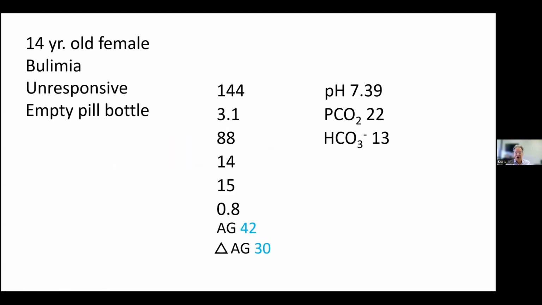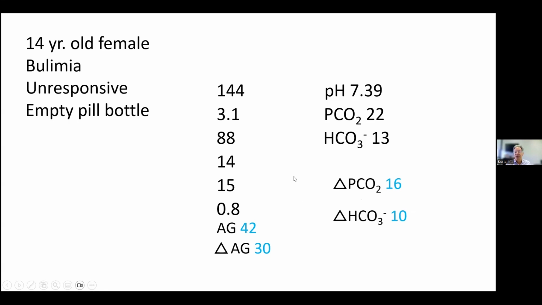You could also have multiple causes of complex disorders in a single patient. So the causes that I just showed you can occur together. They're not necessarily occurring only independently. So here's a patient with bulimia who's unresponsive with an empty pill bottle. And here is the PCO2 and the bicarbonate. The anion gap is up, assuming it's normally 12, about 30. And the PCO2 is changed by 16 and bicarbonate's changed by 10.